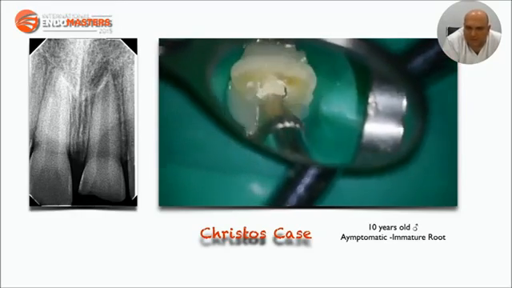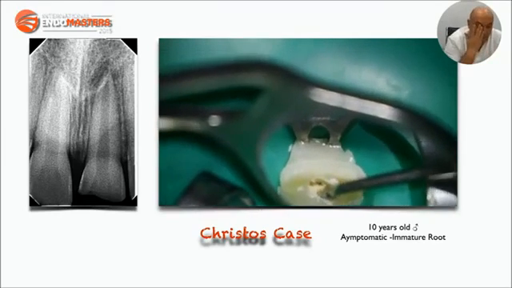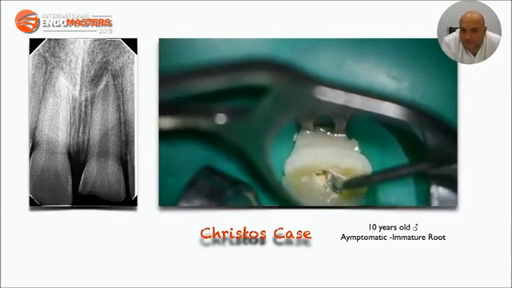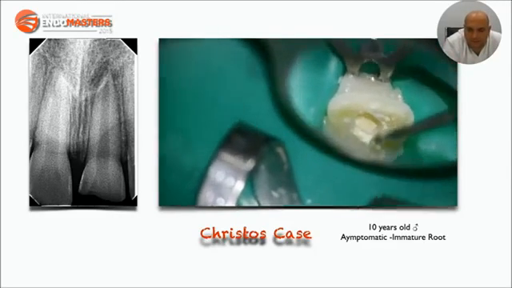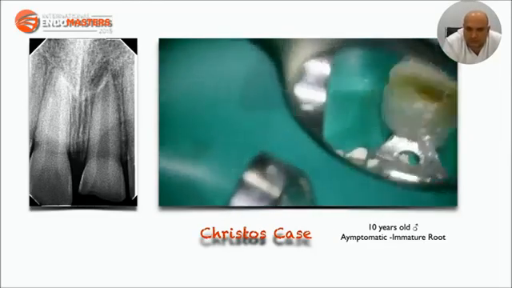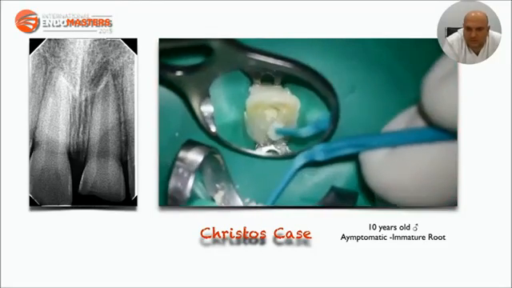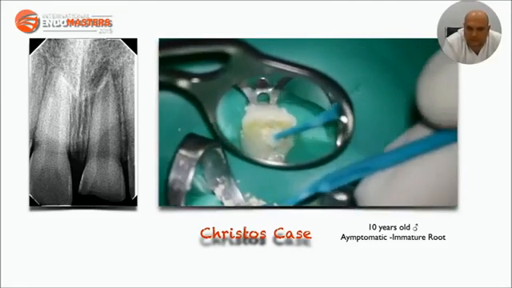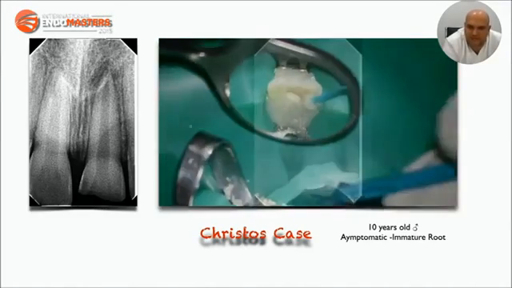anterior area, the aesthetic zone, I'm not using any more MTA material, I'm using either Biodentine cement or bioceramic materials like putty in order to avoid the grayish discoloration resulting from the application of MTA in the cervical area, in the maxillary anterior aesthetic zone.